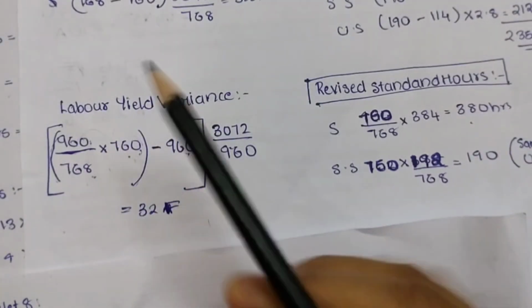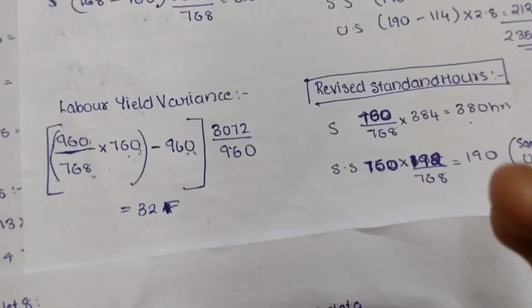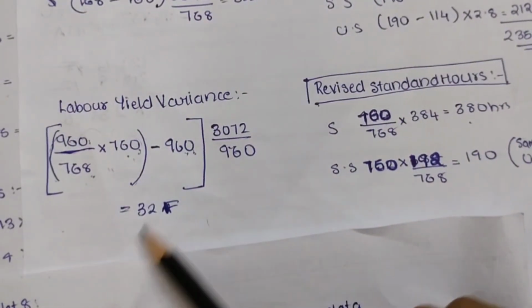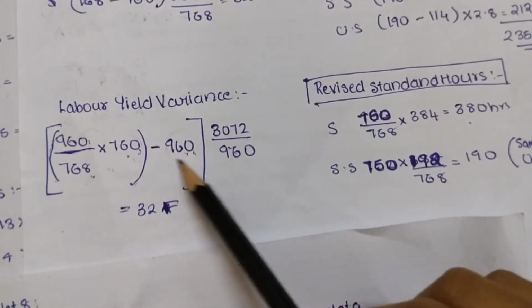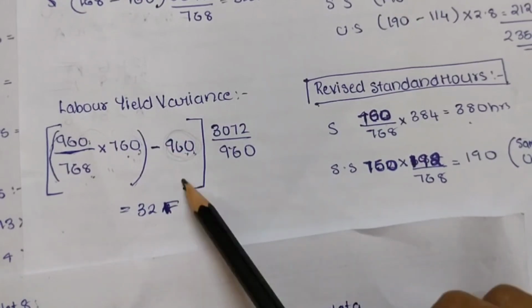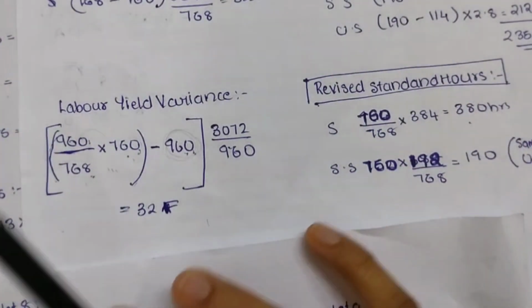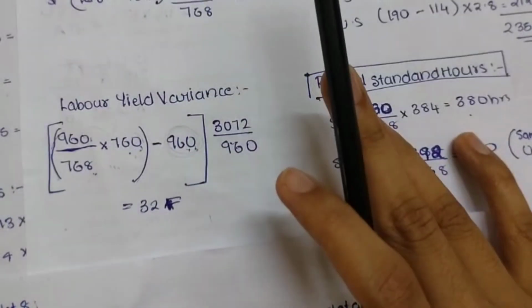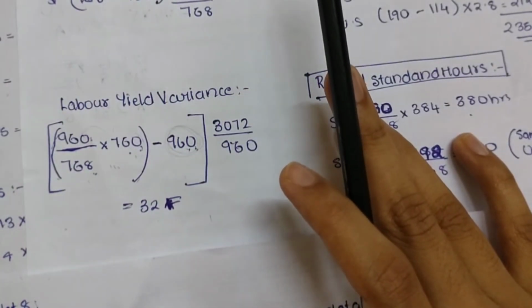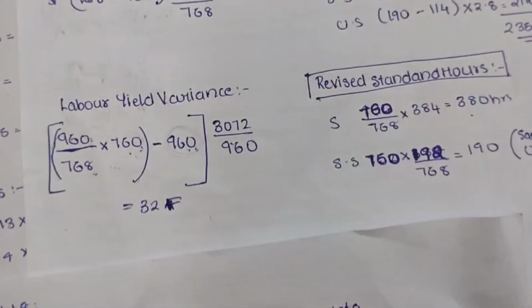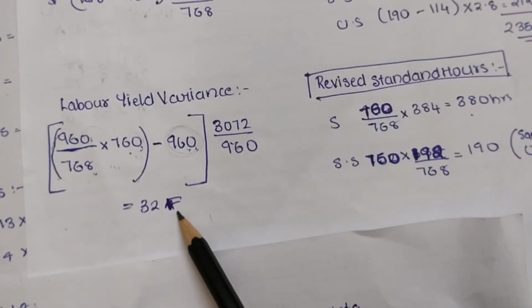In labor yield variance, we are calculating the yield. If the yield is more, then it is a favorable case. So here 950 and here 960. In the actual case, we ended up making 960 units, which is favorable, because when we calculated standard output from actual input, we only got 950 units. So that is why we are putting favorable here.